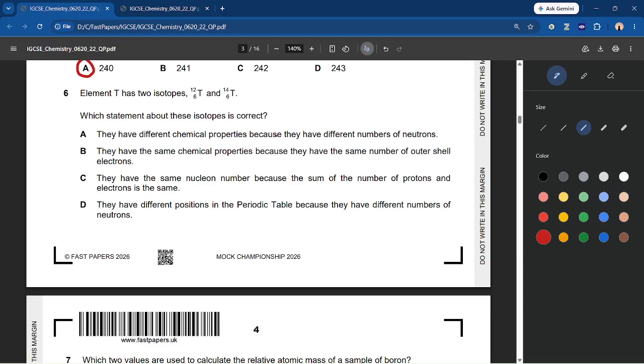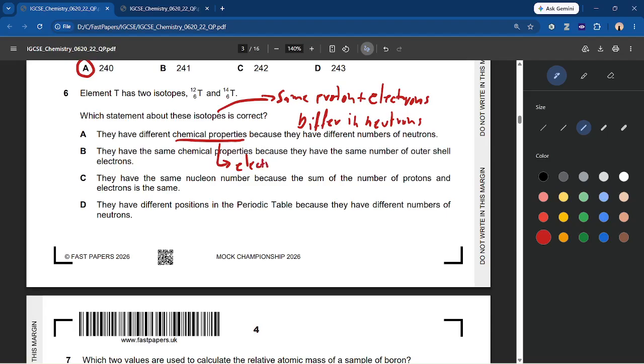So for this one, what this essentially means is isotopes basically have the same protons plus electrons and differ in neutrons. Now, chemical properties are affected by electrons, not neutrons. Electrons, not neutrons. So we can immediately get rid of A.